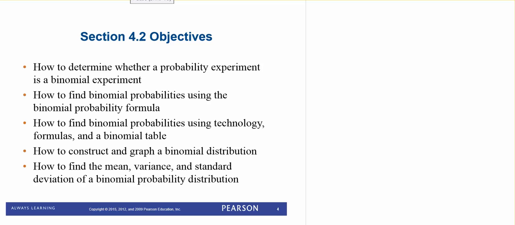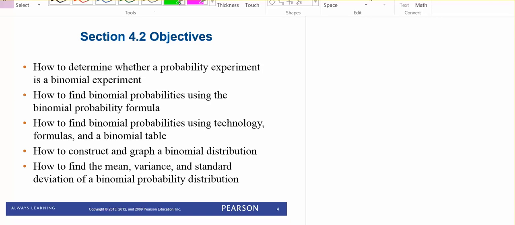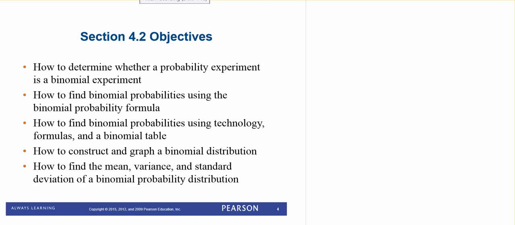Hi again. We're going to look at section 4.2. It's an example of a discrete random probability distribution that's pretty common, a binomial distribution.